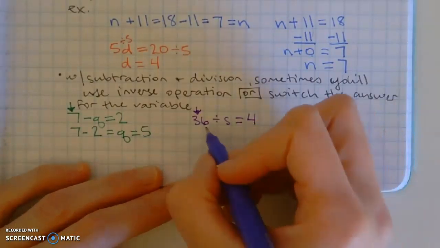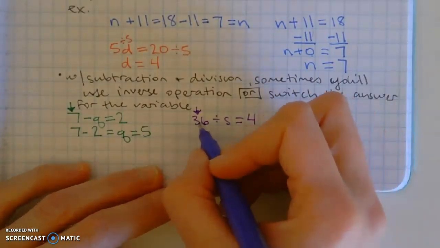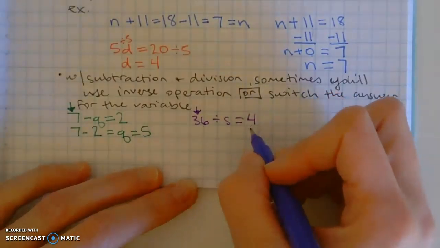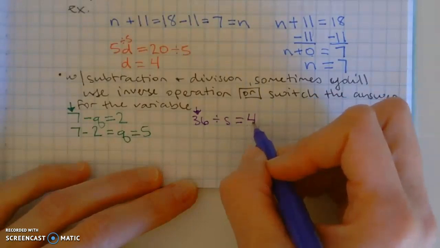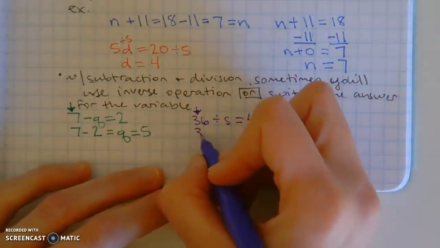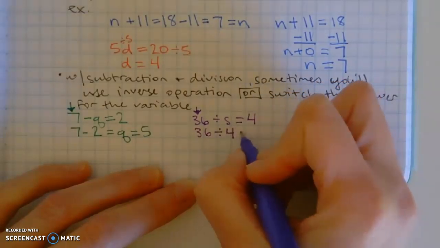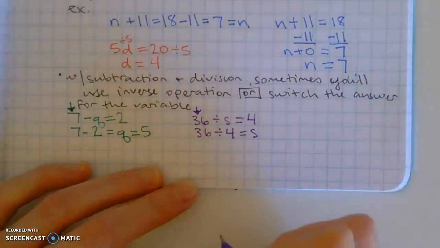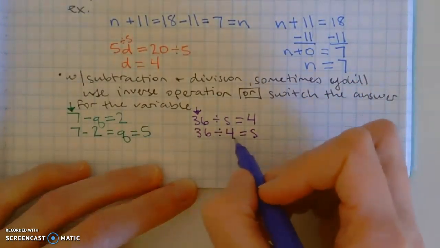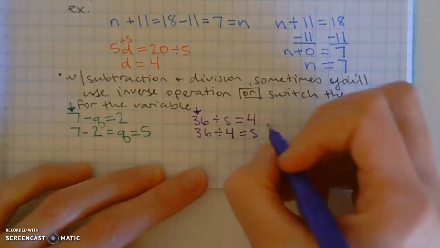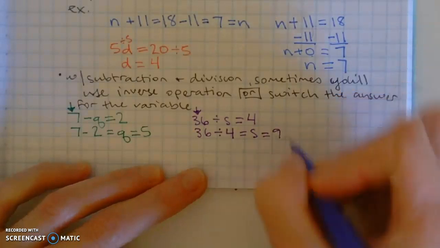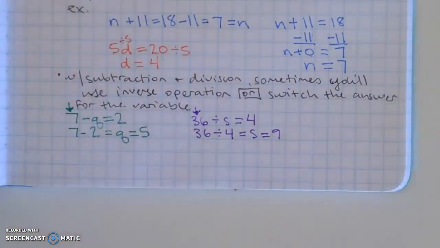Okay, so I can't multiply this by 36 to get 4. That doesn't make sense. So I'm going to have to divide 36 by 4. So I'm going to keep the 36, but I'm going to replace the s with 4, and the s now goes over here. So 36 divided by 4 is going to be 9. So s equals 9.